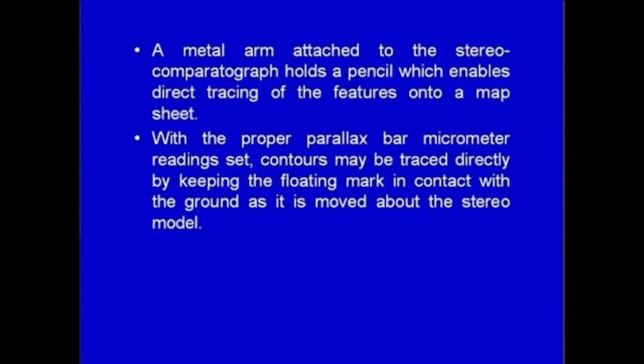A metal arm attached to the stereocomparatograph holds a pencil which enables direct tracing of the features onto a map sheet. With proper parallax bar micrometer readings set, contours may be traced directly by keeping the floating mark in contact with the ground as it is moved about the stereo model. With this, the user will now be able to create a map using a pair of overlapping photographs.